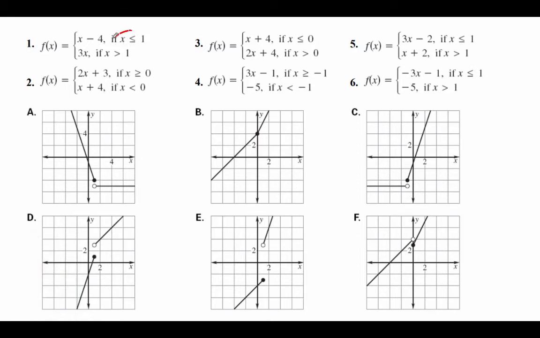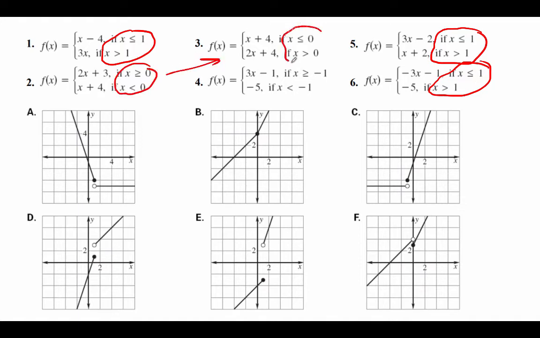And I see that we have 1 as a boundary there. We have 1 as a boundary there. We have 1 as a boundary there. We have 0 and 0. And then the only one with -1 as a boundary is number 4 here. So let's go find which of these 6 graphs has 1 as a boundary, 0 as a boundary. There it is. -1 is a boundary. Now let's examine that one.